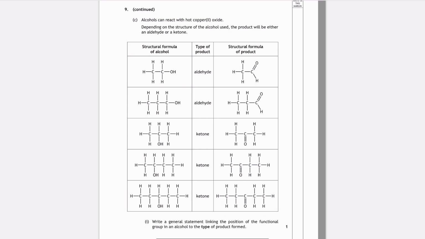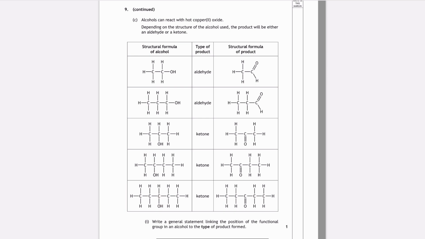So then for this question here, it's a problem-solving question where you're asked to write a general statement linking the position of a functional group in the alcohol to the type of the product formed. So you can see the type of product is in the middle. So we can see there's two types of products, aldehydes and ketones. So we want to look at what the difference is in terms of where the functional group in the alcohol is. So for the two that ended up as aldehydes, the hydroxyl group or the functional group was on the end carbon, whereas when it was a ketone, the functional group was on middle carbons.